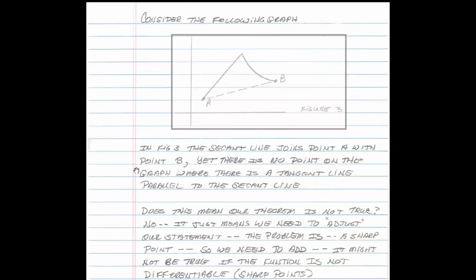Let's go to the next page. Let's look at this drawing. And let's connect, as we did before, the initial point A with the final point B. This is the straight line. Now, where on this graph can I draw a tangent line that has the same slope as this? And the answer is nowhere. So does this mean that we found a counterexample? In other words, we found a situation where the mean value theorem doesn't work?